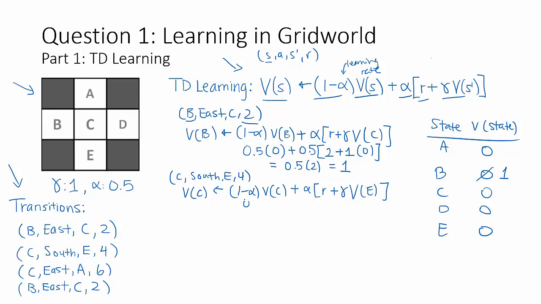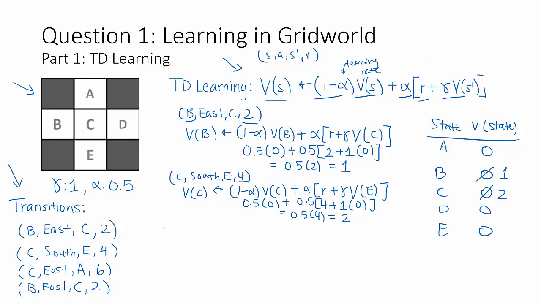Here, 1 minus alpha again is 0.5. The value of C is currently 0. Plus alpha 0.5 times the reward. The reward for this transition is 4. Plus gamma, which is 1, times the value of E. Currently in our table that's 0. So this gets simplified to 0.5 times 4, which is equal to 2. And so we update the value for C to be 2 in our table here.